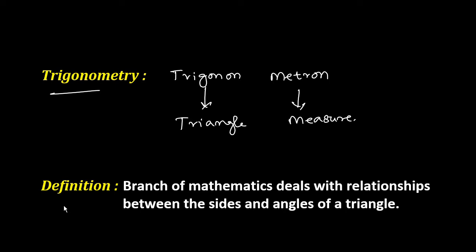Then what is the actual definition of it? Trigonometry is a branch of mathematics that deals with relationships between sides and angles of a triangle. We understand this definition much better when we move into the further concepts of trigonometry.